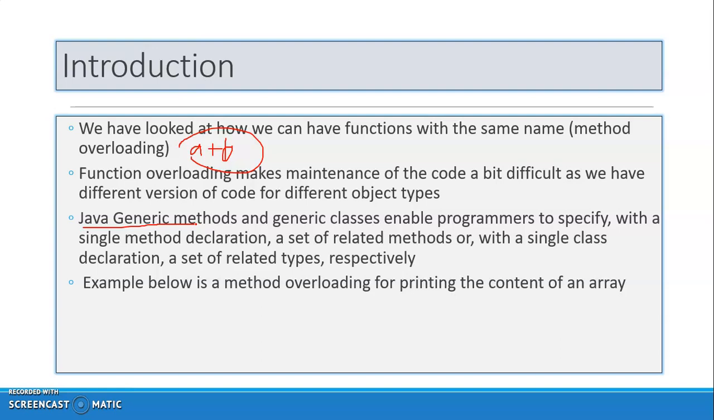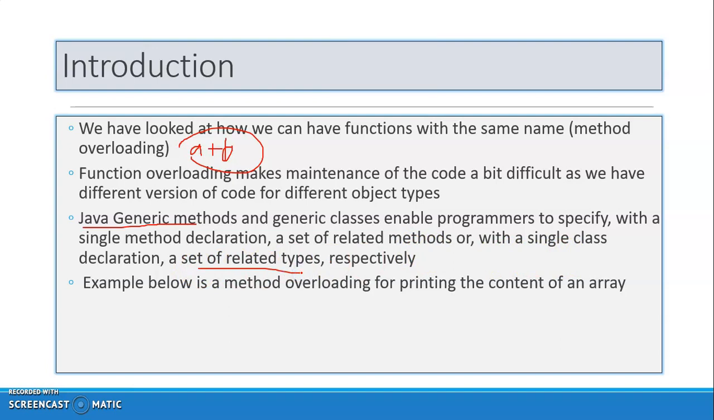We can program in general, but that would work on different data types, for example. So here, Java generic methods and generic classes enable programmers to specify with a single method declaration a set of related methods, or with a single class declaration a set of related types. So this is what we are to achieve.